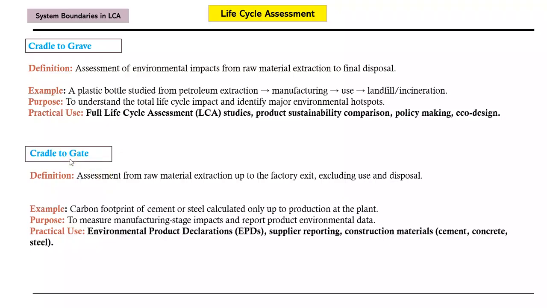Then we have cradle to gate. What is that? The assessment from raw material extraction up to the factory exit, excluding use and disposal. Examples are carbon footprints of cement or steel calculated only up to production at the plant. The purpose is to measure manufacturing stage impacts and report product environmental data. What is its practical use? EPDs, environmental product declarations, suppliers reporting construction materials like cement, concrete, and steel.